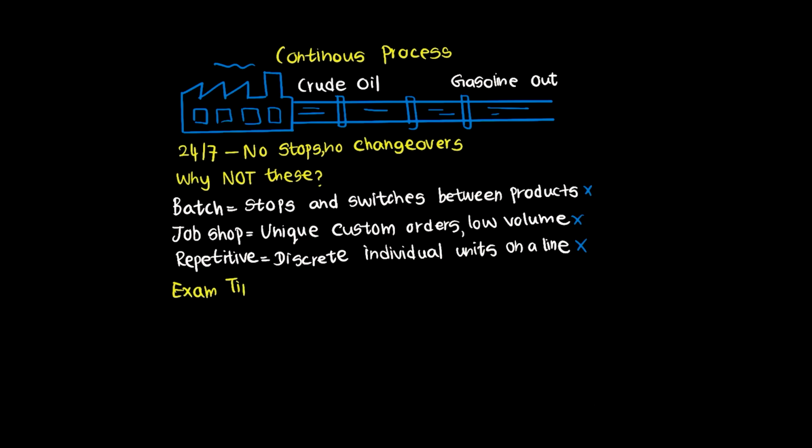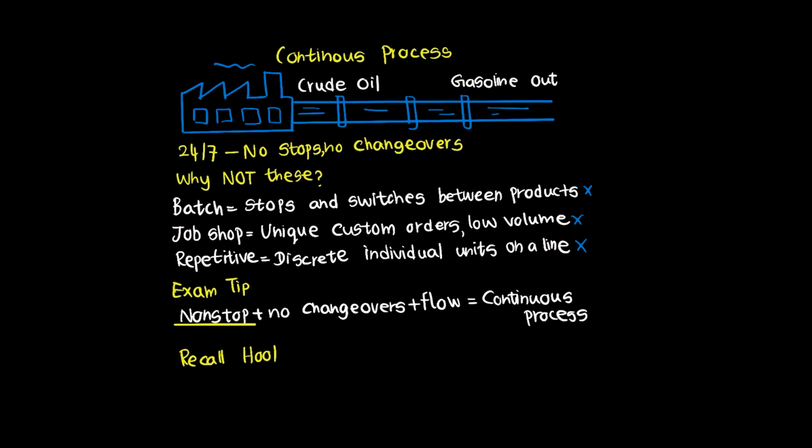Here's a WGU C215 OA exam tip for you. When the question says runs non-stop, no changeovers, around the clock, and the product flows rather than comes in individual units, that is a continuous process. Quick recall hook. Continuous equals cannot stop, will not stop.